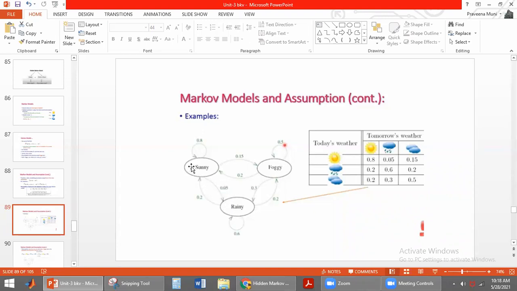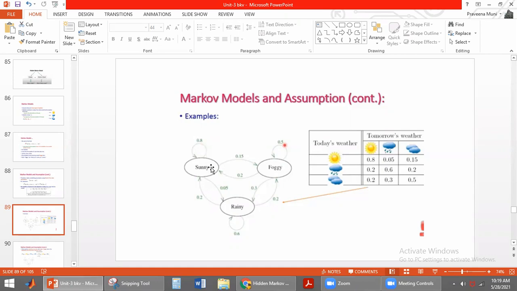So whenever there is a transition from one state to another state, there is a probability assigned to each and every transition. And this is the table that gives you the transition. If today's weather is sunny and tomorrow's weather is sunny, what is the probability? Today's weather is sunny, tomorrow is also sunny. It is given as 0.8.